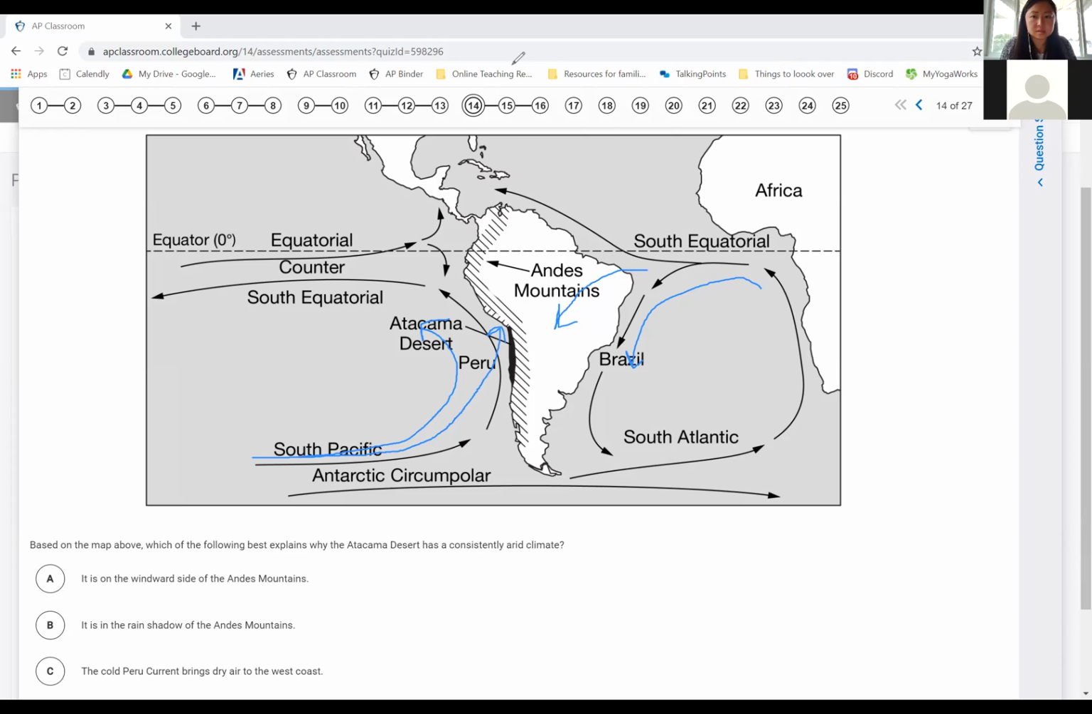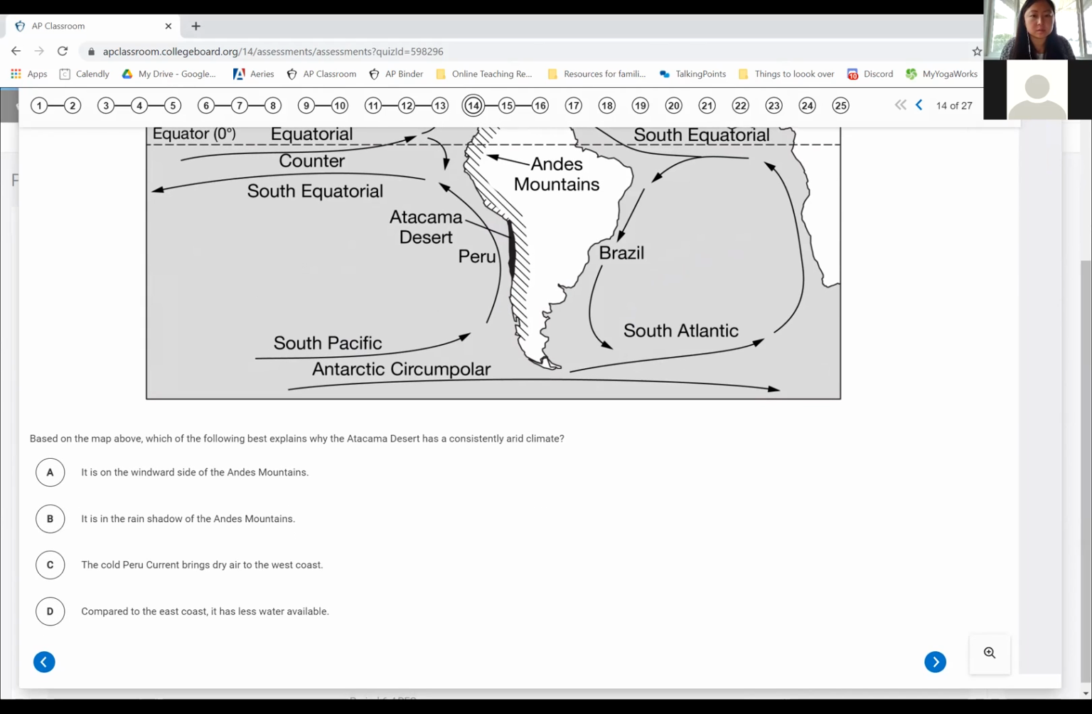Okay, I see. I think that's a difference that is more important in the other 2 questions. Compared to the East Coast, less water available. That is not relevant. Okay.